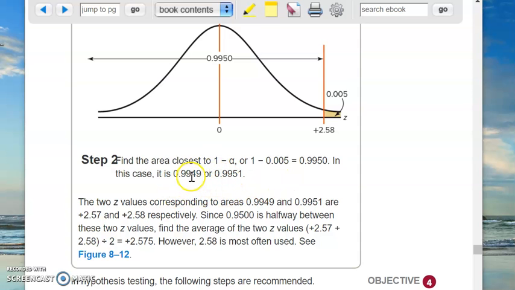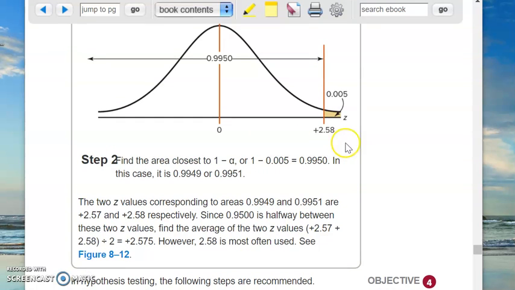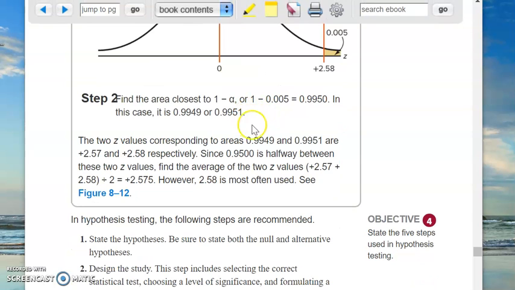Okay, so you look in the table, and the best you can do is you can get these two numbers, 99.49%, 99.51%. So those two Z values that correspond to this and this are 2.57 and 2.58. Well, it's halfway between, so you can find the average of those if you want. But what most people do is they'll just say, the heck with it, let's just take the 2.58. That's further out to the right. That makes it even harder to reject the null hypothesis. So I might as well take the bigger guy, the guy that's out here, okay?